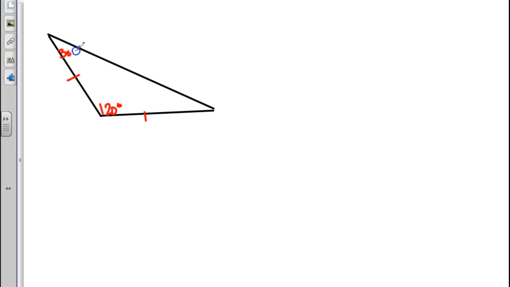All right, so let's classify this by the angles first. So I see that I have two angles that are 30 degrees and I have an angle that's 120. So remember, we're looking for either angles that are all less than 90, one angle that's bigger than 90, or one angle that is 90. I have one angle that's larger than 90 right here. That makes this an obtuse triangle.